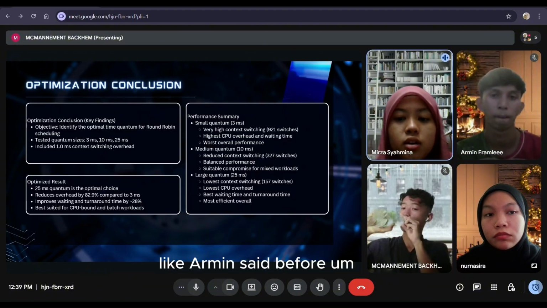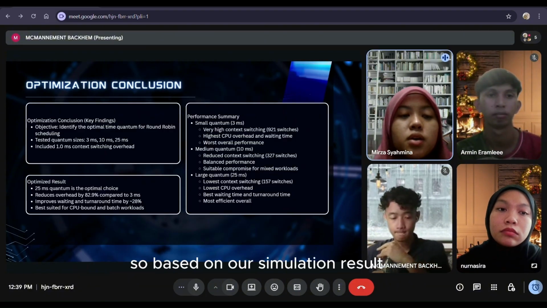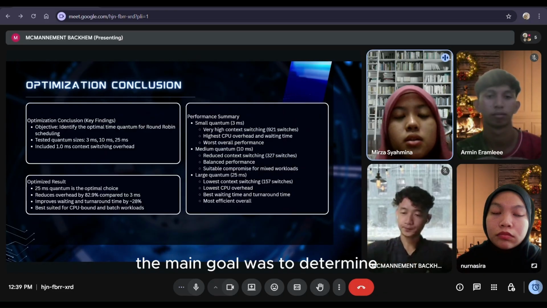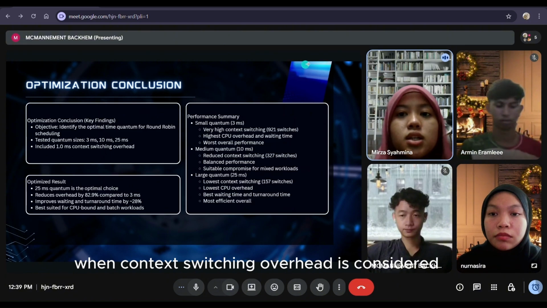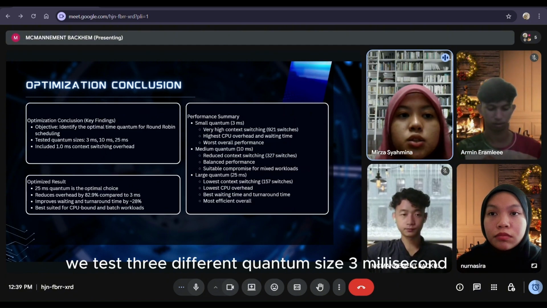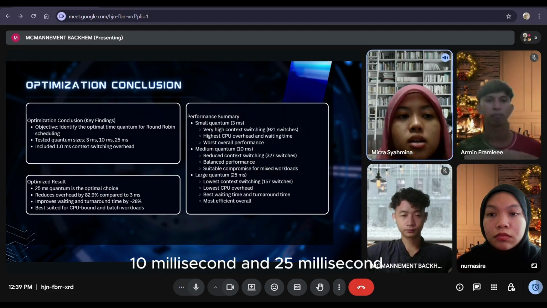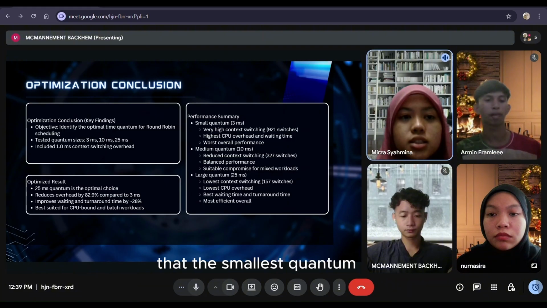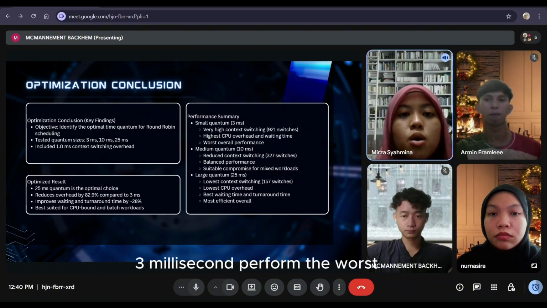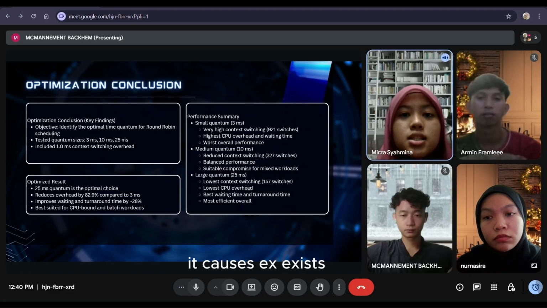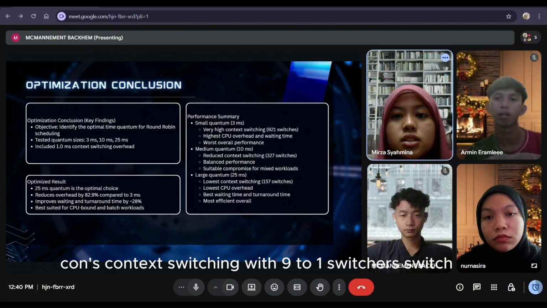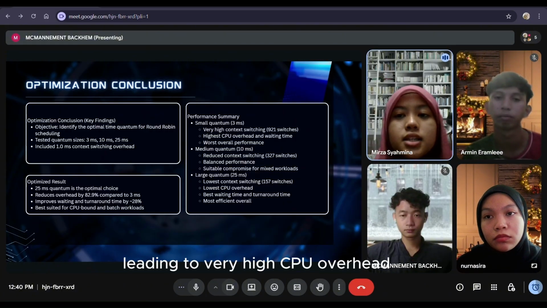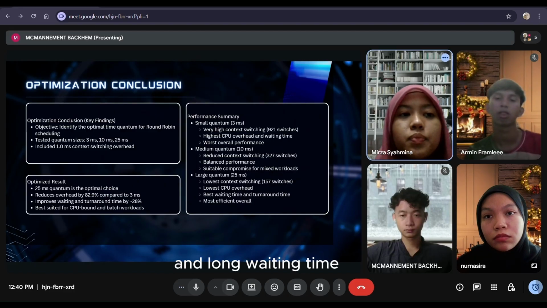So for this part is the conclusion for optimization. Like Armin said before, based on our simulation result, the main goal was to determine the optimal time quantum for round-robin scheduling when context switching overhead is considered. We tested three different quantum sizes: 3 milliseconds, 10 milliseconds, and 25 milliseconds. The result clearly showed that the smallest quantum, 3 milliseconds, performed the worst. It causes excessive context switching with 921 switches, leading to very high CPU overhead and long waiting time.